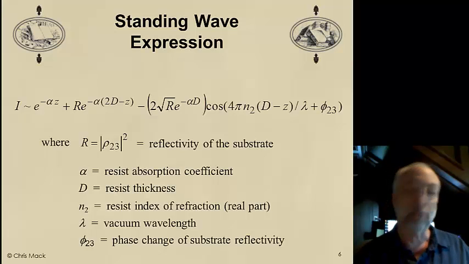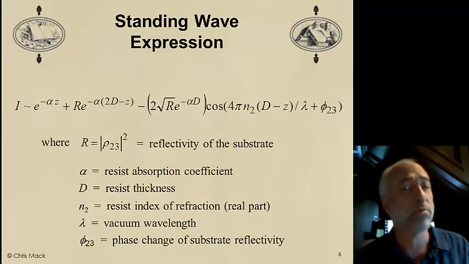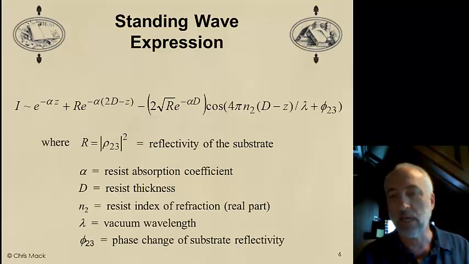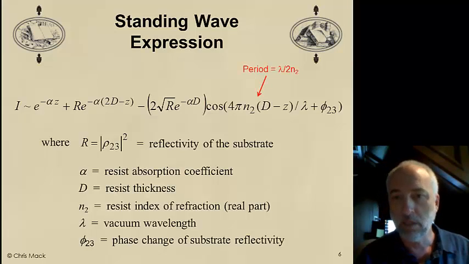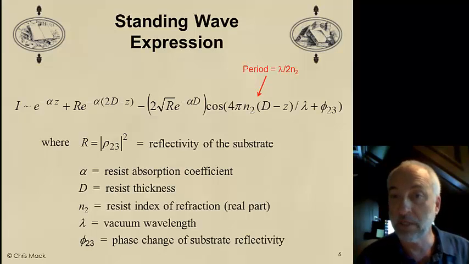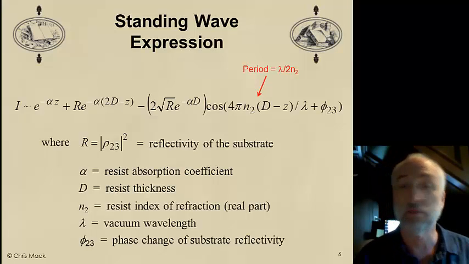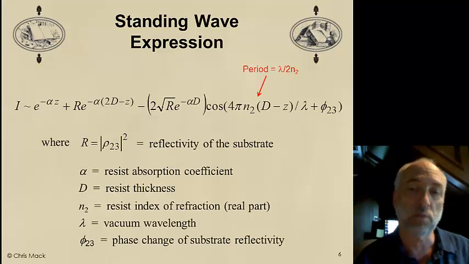So, there's an equation. Okay, what can I do with this equation? Well, I can answer all three of the questions that I just had. What determines the period of the standing wave? Well, we remember our trigonometry and know that if I have a wave, the period of a sinusoid, I put it in the form of 2 pi x divided by the period. Therefore, the period, just by inspection, is going to be the wavelength, lambda, divided by 2 times the index of refraction of the photoresist. So that's what determines what the period is.